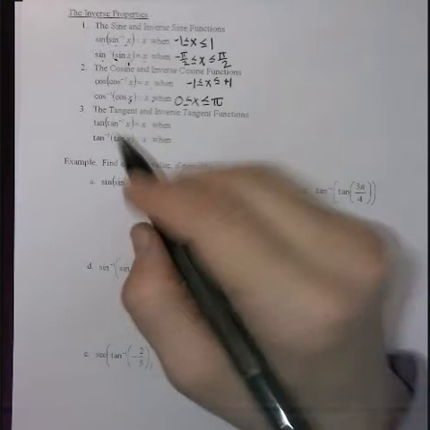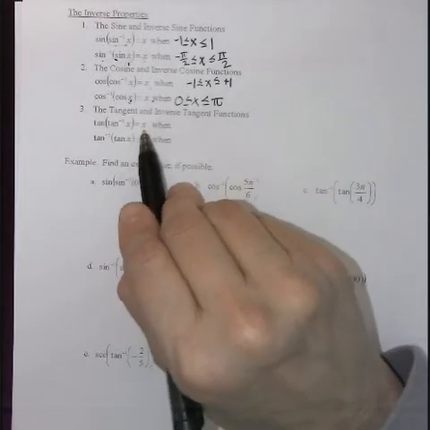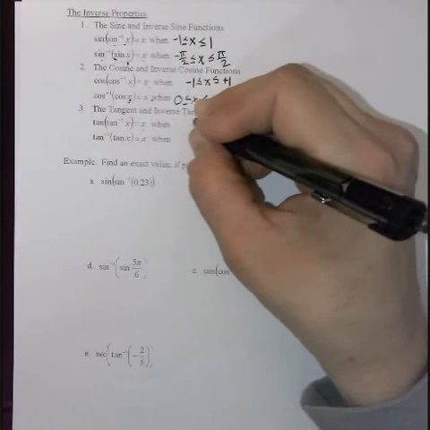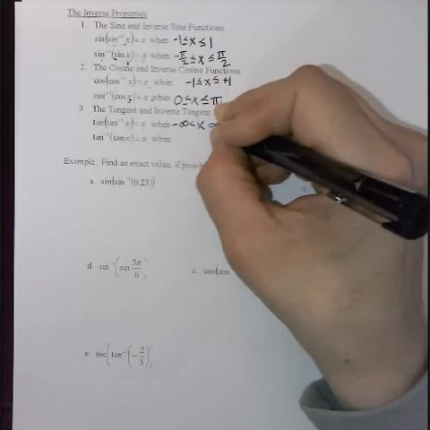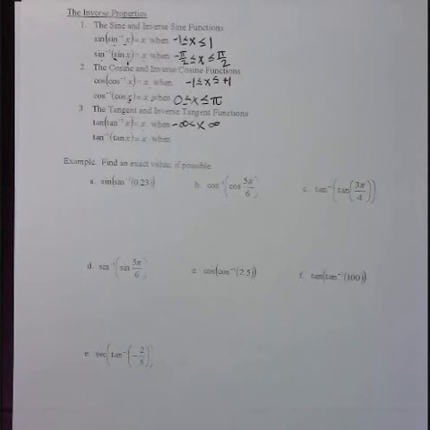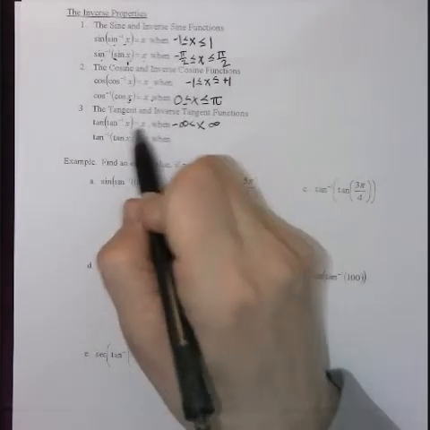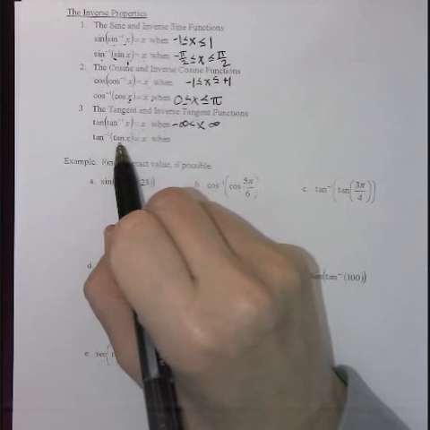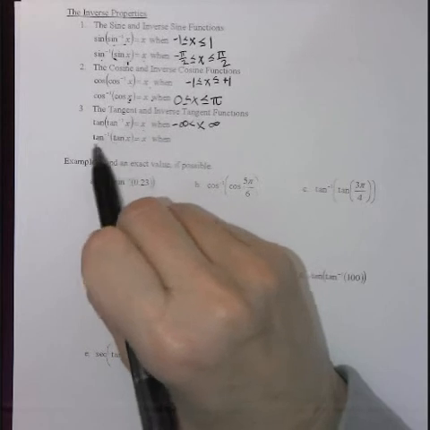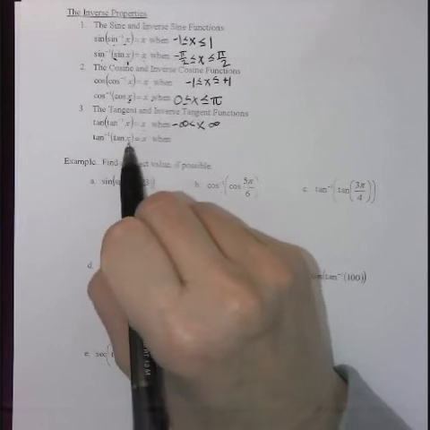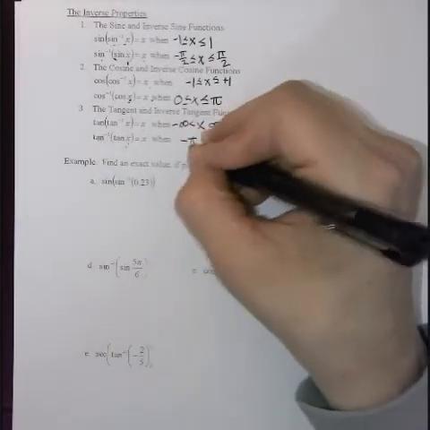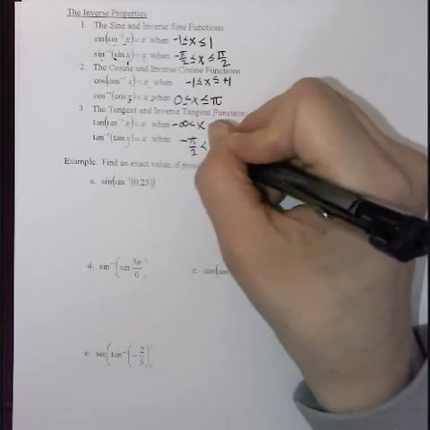Alright, tangent of tangent inverse of x equals x, and this time x can be any real number because the domain of the tangent inverse function is all real numbers. So this always works. And here, tangent inverse of tangent of x will be x. So these will undo each other if x is between negative pi over 2 and pi over 2, again, because that's the interval you have to choose tangent inverse from as your output.